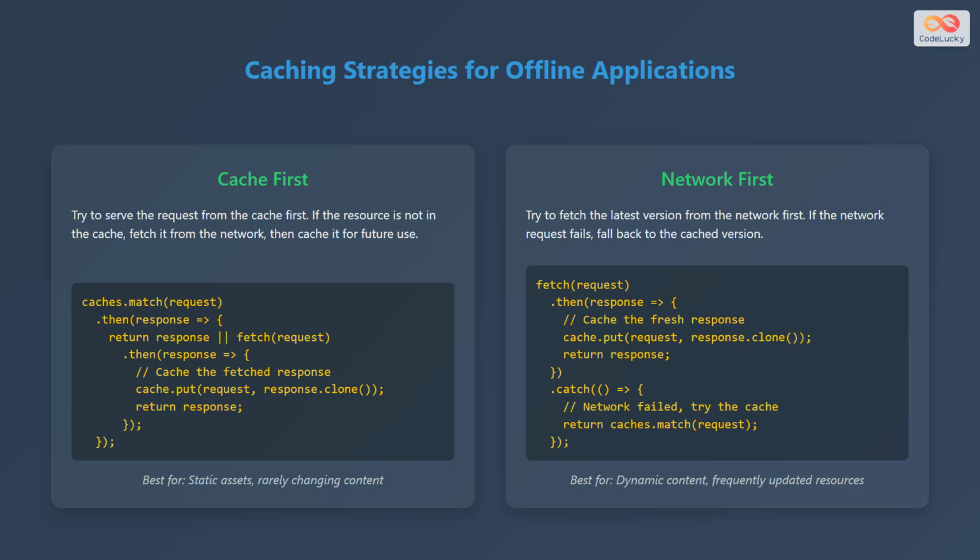Let's discuss caching strategies for offline applications. The first strategy is cache first. Try to serve the request from the cache first. If the resource is not in the cache, fetch it from the network, then cache it for future use. It is best for static assets and rarely changing content. Next is network first. Try to fetch the latest version from the network first. If the network request fails, fall back to the cached version. It is best for dynamic content and frequently updated resources.